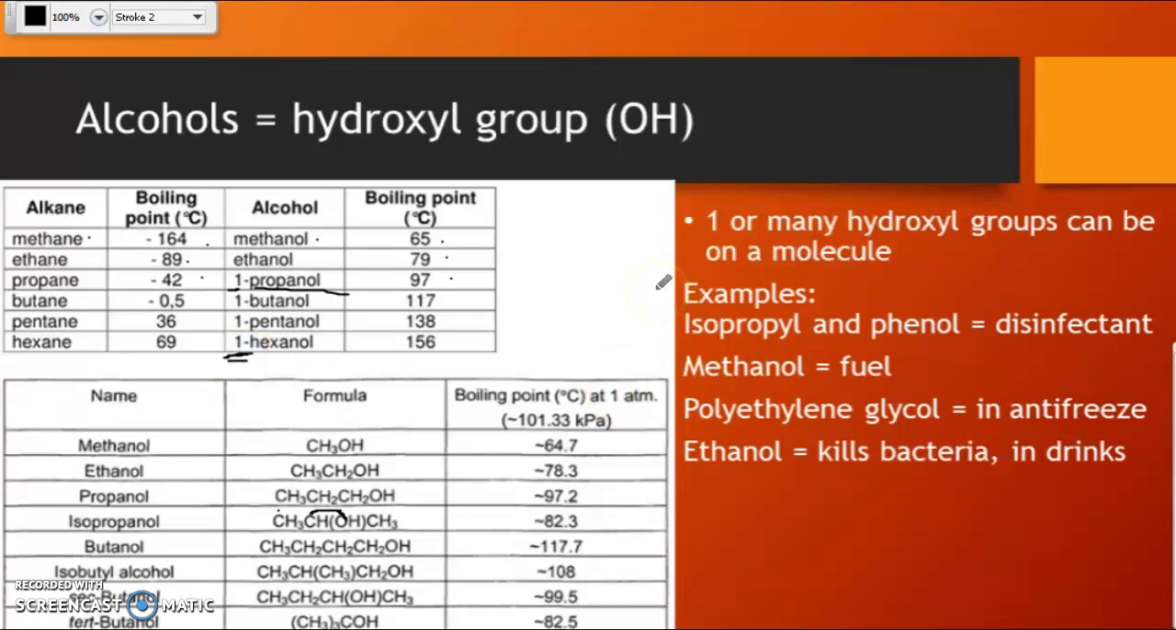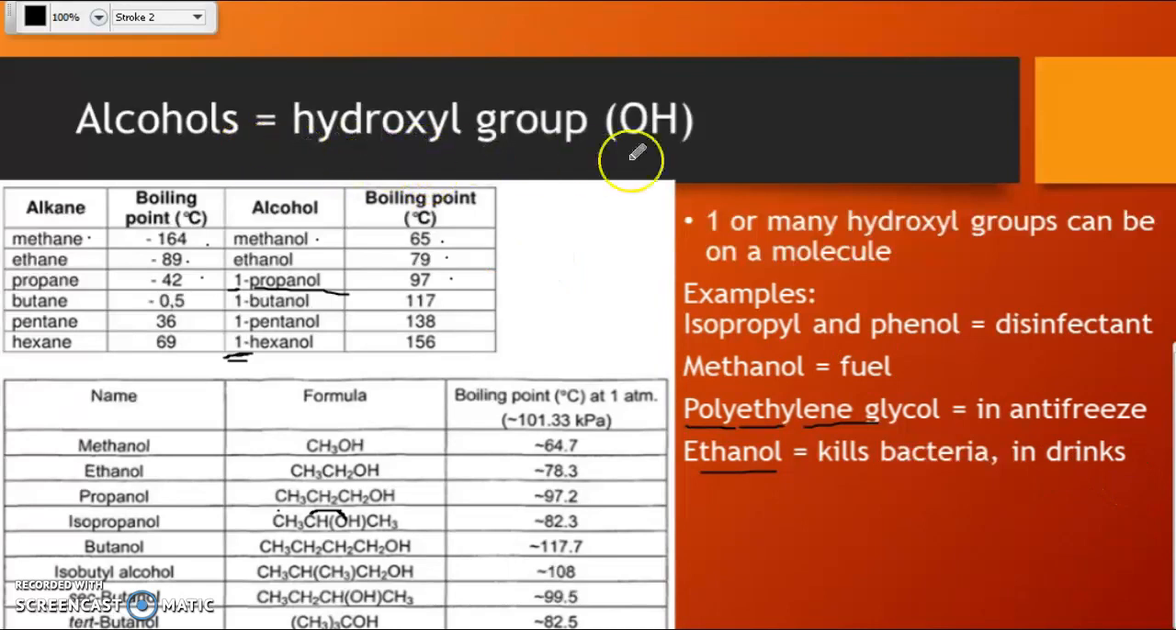So one or many hydroxyl groups can be on a molecule for an alcohol. Examples: isopropanol or phenol are different types of disinfectants. Methanol is a fuel. Polyethylene glycol is an antifreeze. Let's break this down. Poly means many. Eth means how many? 2. En tells me what kind of bond is there, a double bond. And then ethanol, for example, kills bacteria. And that's also the type, for example, in drinks.